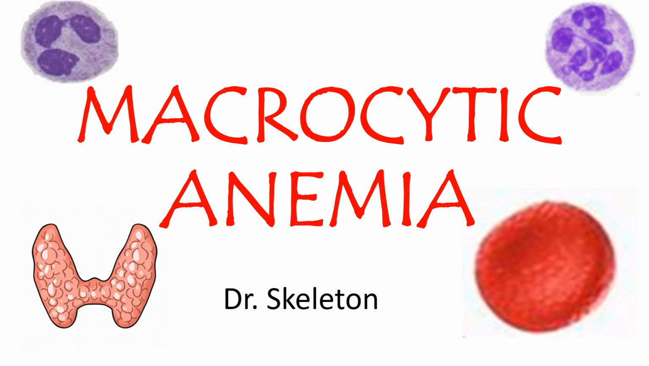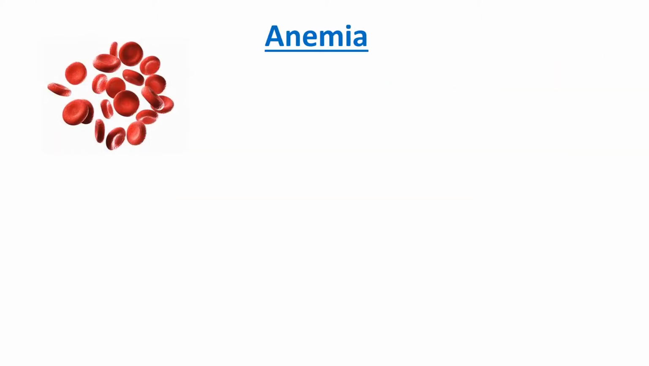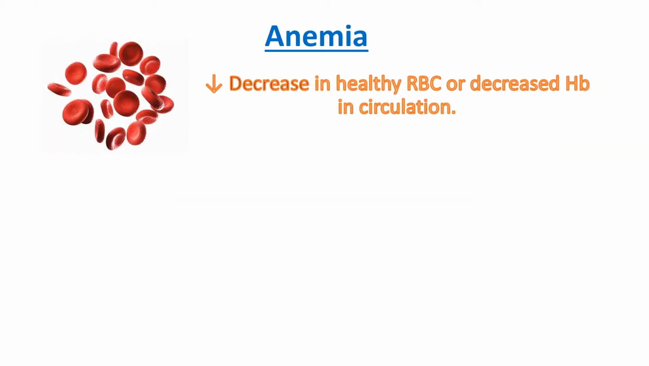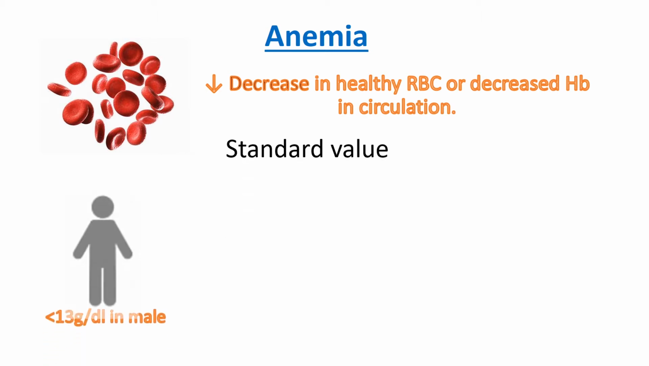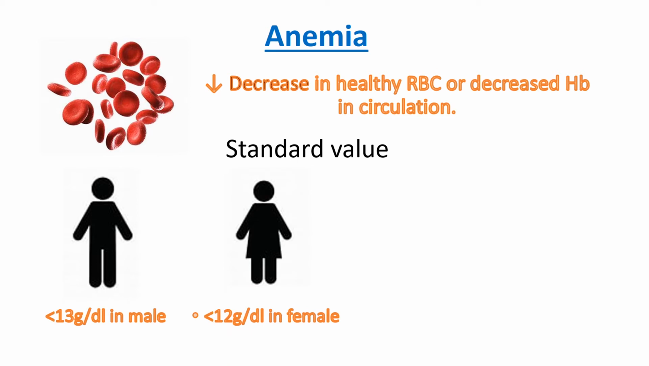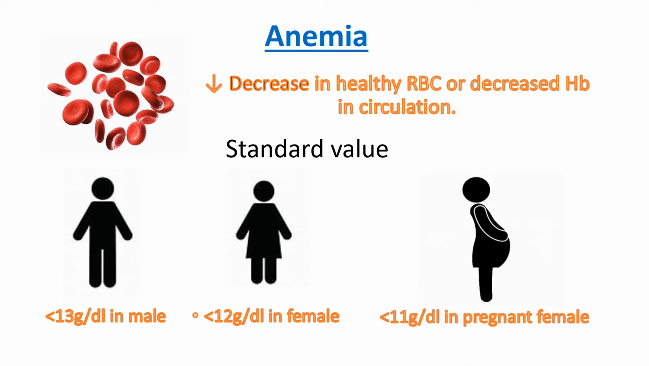Now the topic for today's discussion is macrocytic anemia. Now what does anemia mean? Anemia means overall decrease in healthy red blood cells or decrease in hemoglobin concentration in our circulation below threshold. We have standard values. For an adult male, it's less than 13 gram per dL. For an adult female, it's less than 12 gram per dL. And for a pregnant female, it's less than 11 gram per dL.